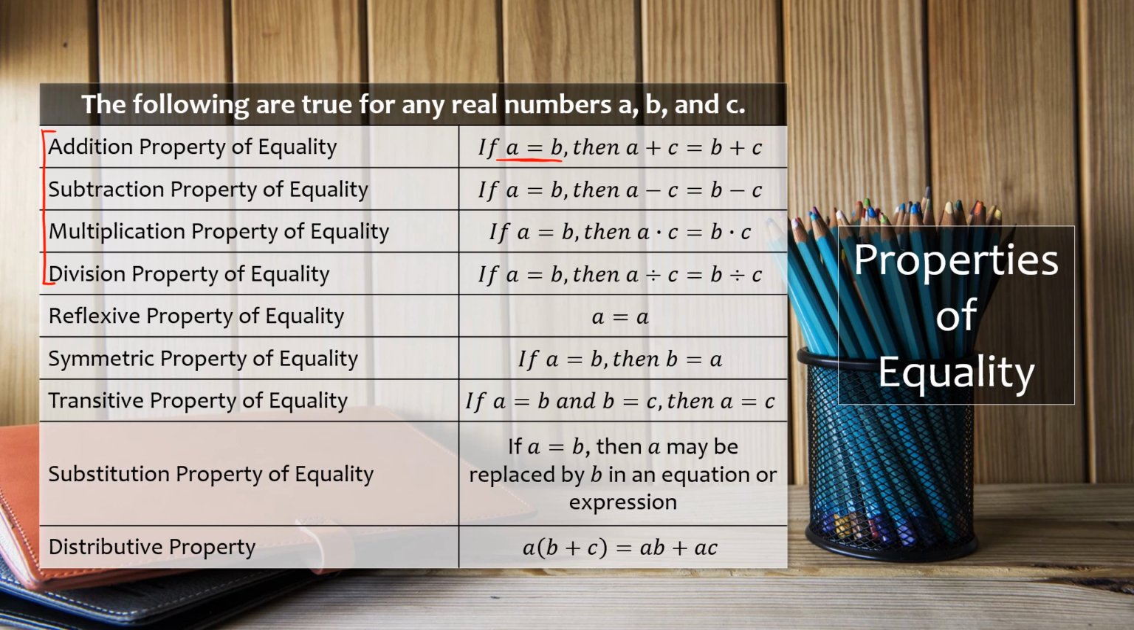We use our subtraction property as well. So notice that in the subtraction property of equality, we're saying we're allowed to subtract c, to subtract something from both sides of the equation, and it's still going to be true. Likewise, we can multiply both sides of our equation by something, and it will still be true. And of course, lastly, we can divide both sides of our equation by something, and it will still be true.